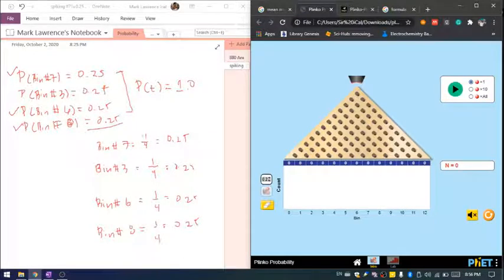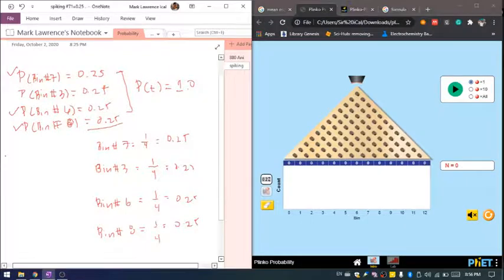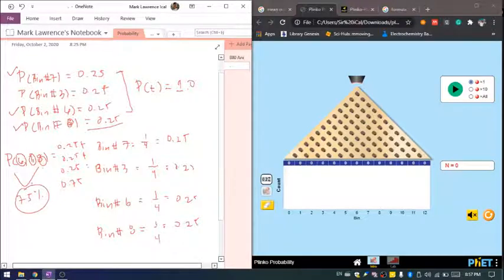Okay, so let's try this one. But before that, let's look at the probability of winning if you place your bets on bin 6, 7, and 8. It is the total of the 3 bins' probability, which is 0.25 plus 0.25 plus 0.25. So basically, you have 0.75. What that means is that if you place your bet on bin number 6, 7, and 8, you will have a 75% chance of winning. Alright, so let's try this one.